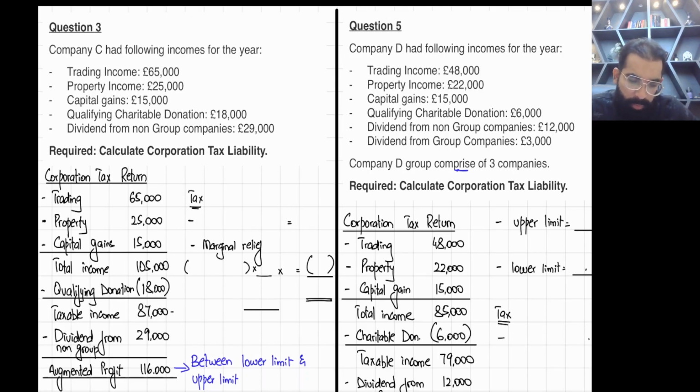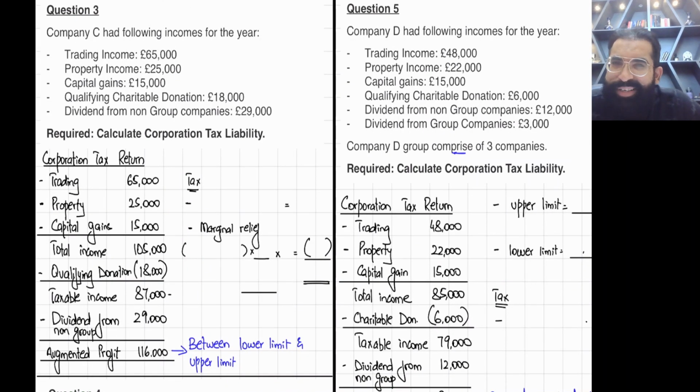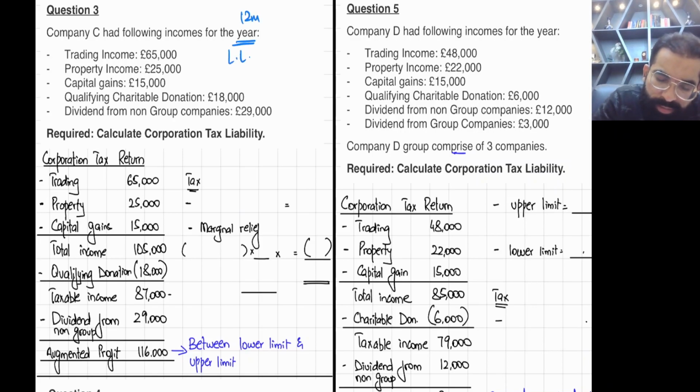Question number 3. Now maybe you will get marginal relief in this question. Let's fill the format. It's already filled. Trading income 65, property income, capital gains, total income, less qualifying charitable donation, you get taxable income, and then you add dividend from non-group companies, you get augmented profit. Again it's a year, meaning 12 months, and there are no 51% group companies, so your lower limit is 50 and your upper limit is 250.